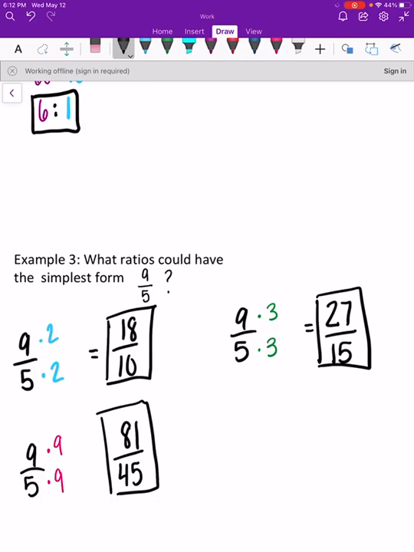So there's infinite different ones. Just make sure that the numerator and the denominator are divisible by a number. And when you divide them, you get 9/5. Okay, and that's it for this module.